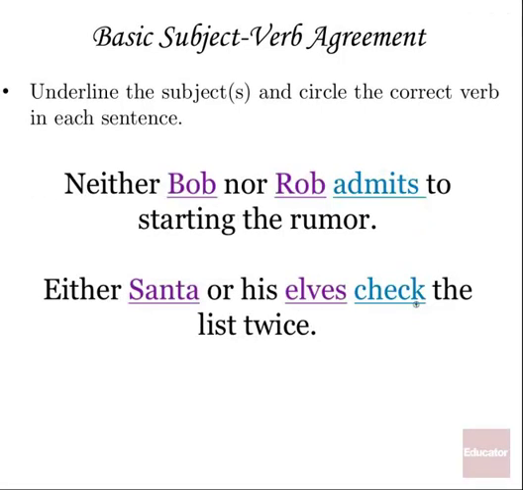And here we are. Neither Bob nor Rob admits to starting the rumor. Well, we have our or nor, and Rob is what's closest to the verb. Rob is singular, so Rob admits. Either Santa or his elves check the list twice. Well, in this case, elves is what's closest to the verb, so we use the plural verb check.